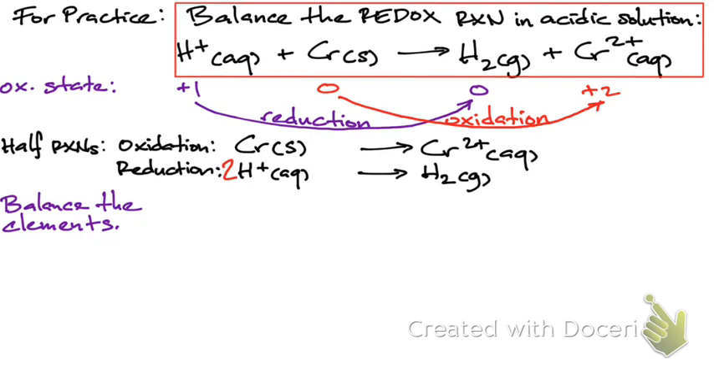So the next step here is to balance out the charges. So you can see that for the oxidation reaction, we have 0 charge on the left-hand side, +2 charge on the product side. And so in order to balance out the charges, we need to add electrons. So we're going to add 2 electrons on the product side here, which should balance out the charges. And then for the reduction reaction, we have 2+ on the left, 0 on the right. And so we're going to add 2 electrons on this side.